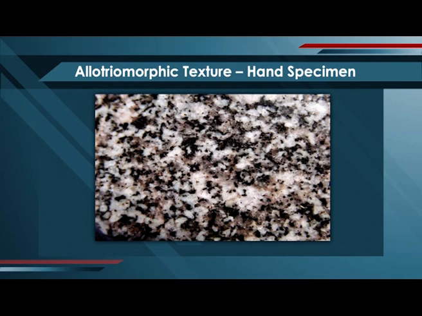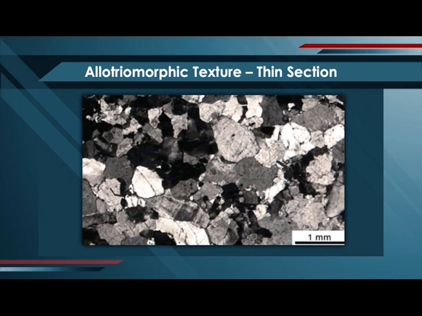Allotriomorphic texture: the grains are small and of equal size, but we are not able to see the faces of the grains in the hand specimen. Well, the thin section shows allotriomorphic texture, where you find a number of grains, but most of the grains do not show crystal faces. Their boundaries are marked by the presence of the boundaries of other minerals.